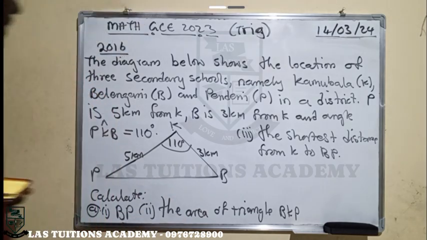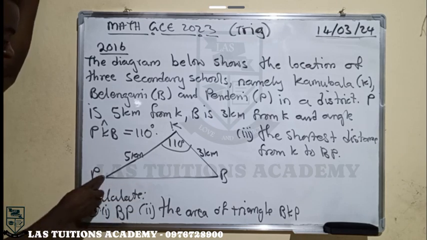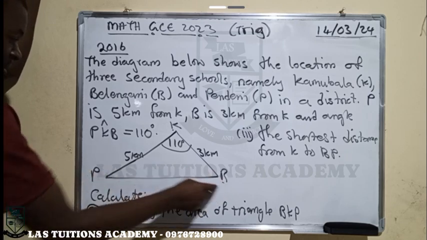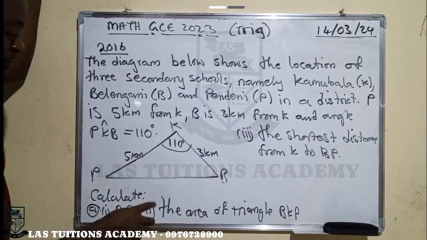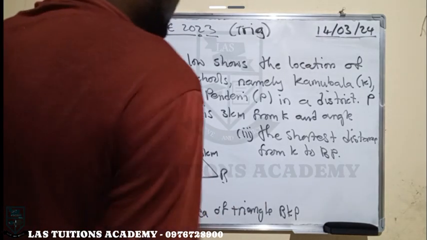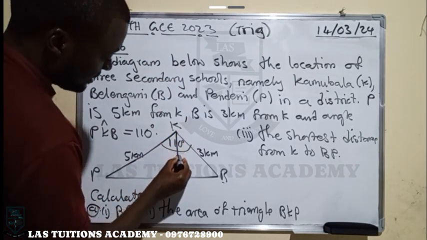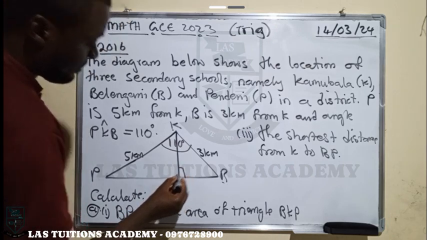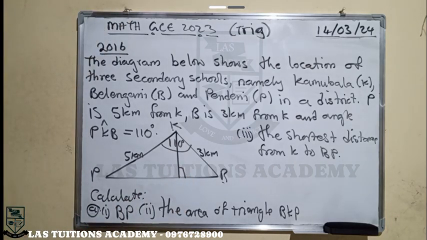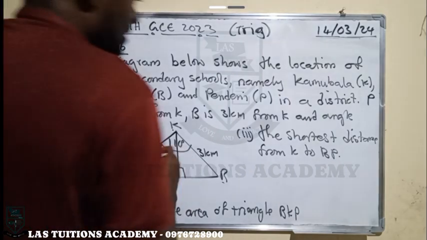So now we are asked to calculate, one, the length of side PB or BP. Then two, we are asked to calculate the area of this triangle. And thereafter we are asked to calculate the shortest distance from K to BP. So shortest distance here. When that line is at 90, that's when we get the shortest distance. So let's see how we can work out this question.